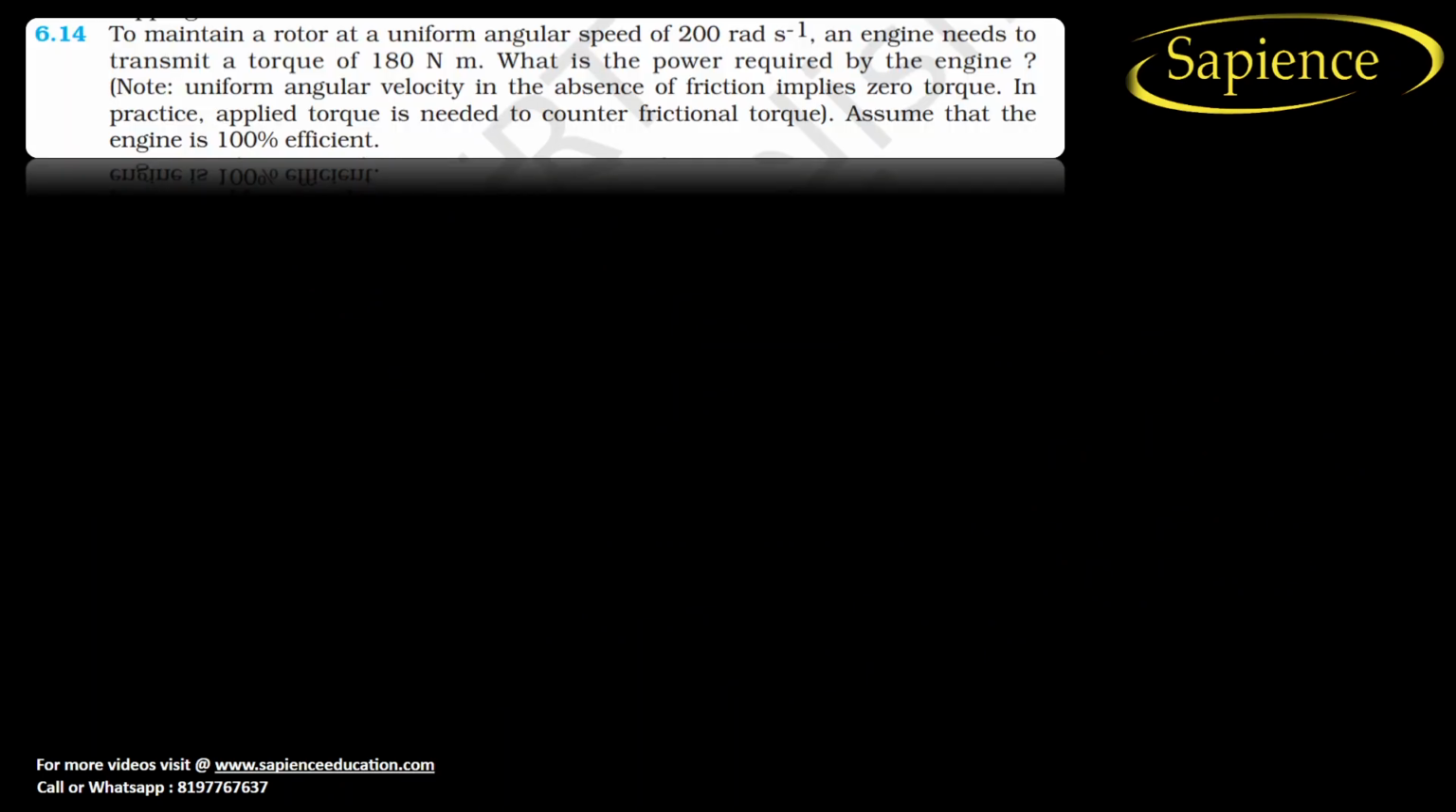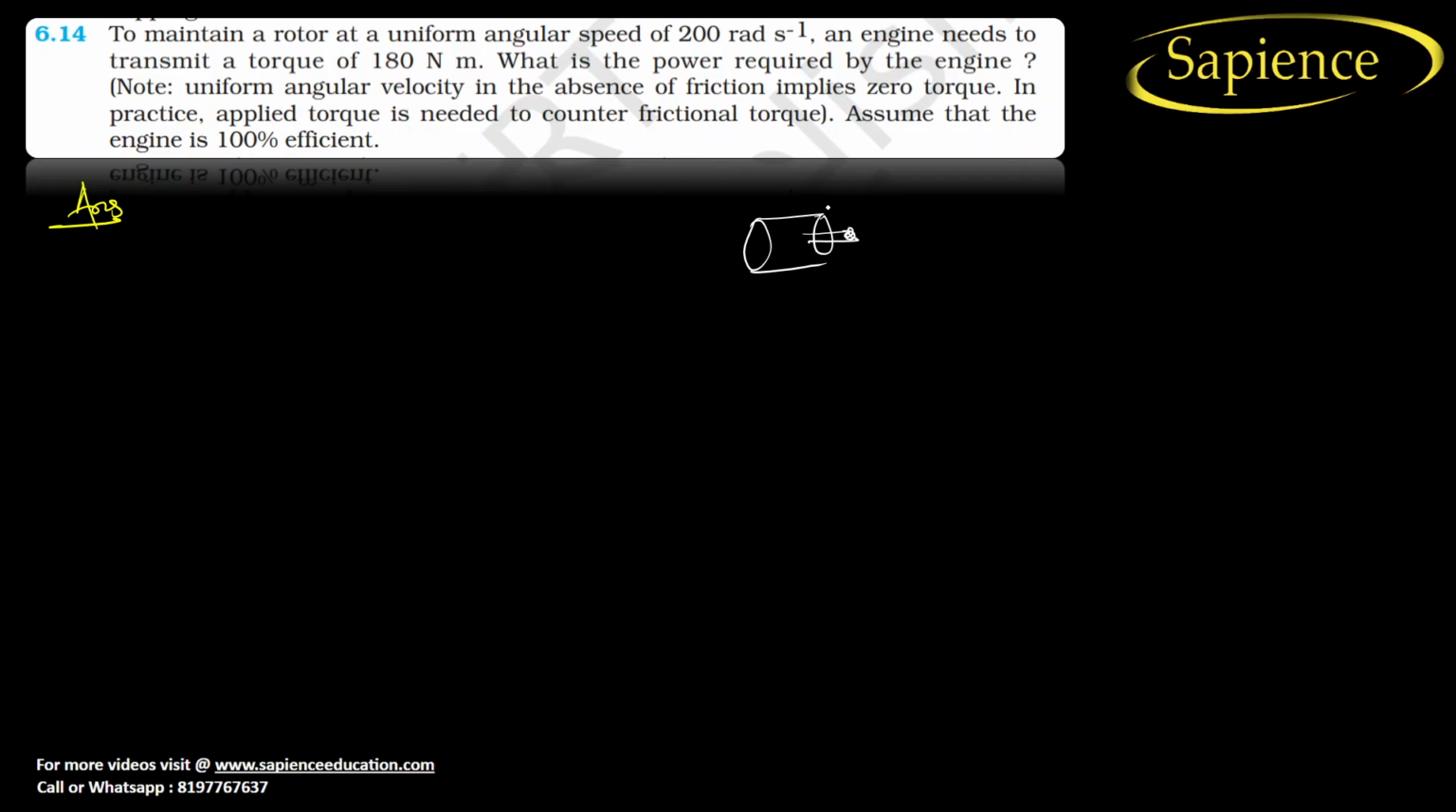Now let us solve this question 6.4. In 6.4 they are asking: a rotor at a uniform angular speed of 200 radian per second, an engine needs to transmit a torque of 180 Newton meter. So let us consider this is the rotor, there is a rotor, right?